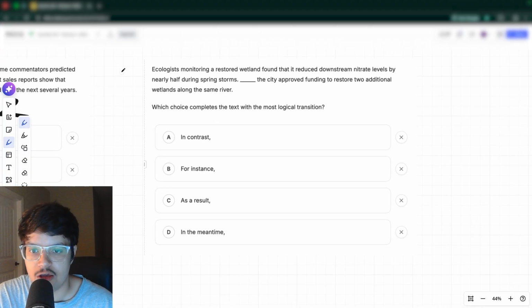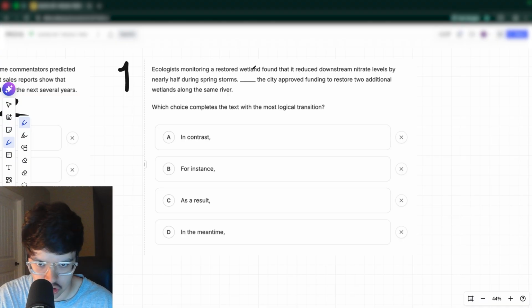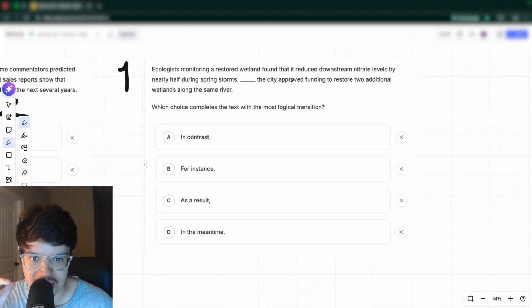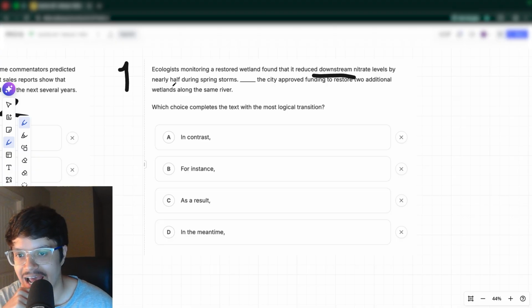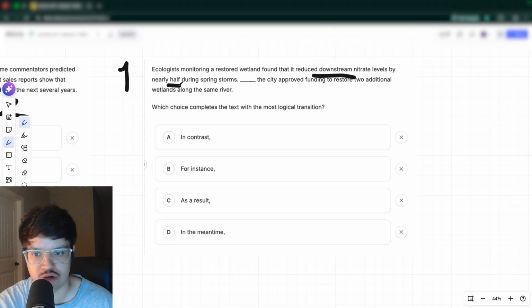Ecologists monitoring a restored wetland found that it reduced downstream nitrate levels by nearly half during spring storms. Okay, so they found that this wetland reduced the amount of nitrates downstream, so in the lower part of the river, by half. Okay, so it just reduced the amount of nitrate that was in the river, basically. The city approved funding to restore 2 additional wetlands along the same river. Okay, so the city wanted to add more wetlands because I guess it was doing such a good job.